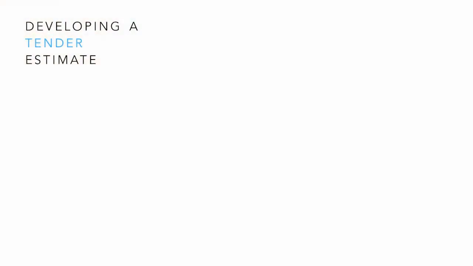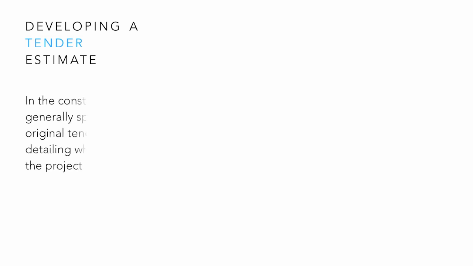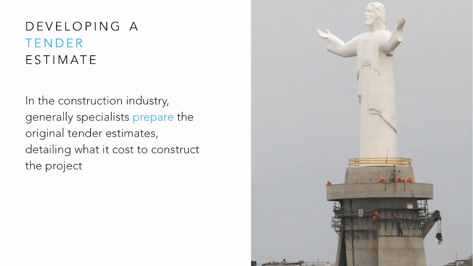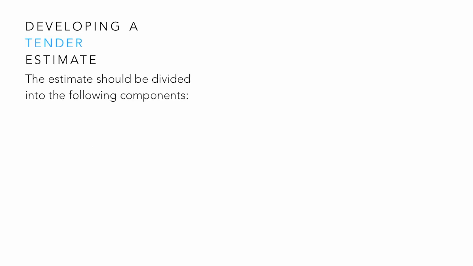Developing a tender estimate. In the construction industry, generally specialists prepare the original tender estimates, detailing what it will cost to construct the project. A tender estimate should include a detailed breakdown of the entire project and all components. Calculate labour, equipment and materials for each item. The estimate should be divided into the following components.